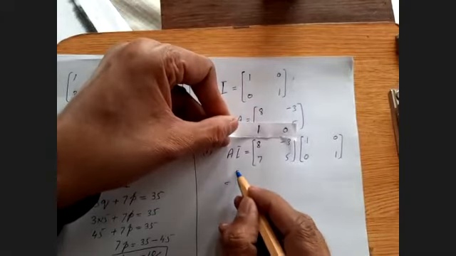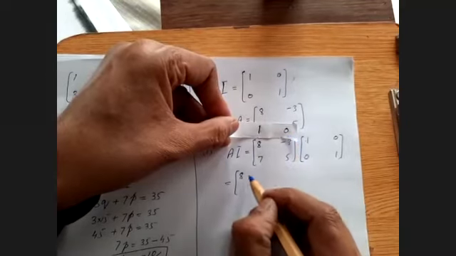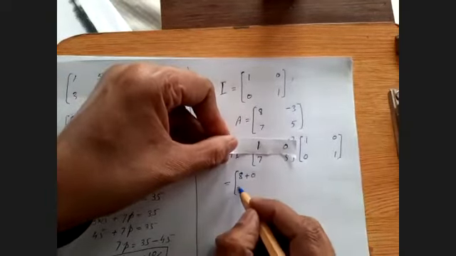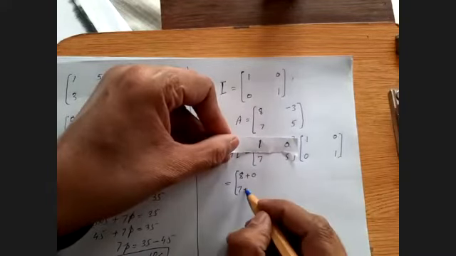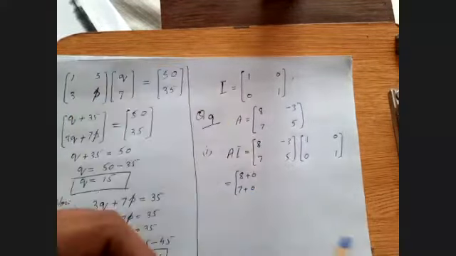Look at carefully. 1 into 8 gives you 8. 0 into minus 3 gives you 0. 1 into 7, 7 ones are 7, 0 fives are 0. Now come to the second. Second one is the 0, 1. I'm writing it here 0 and 1. This is 0, 1 column.